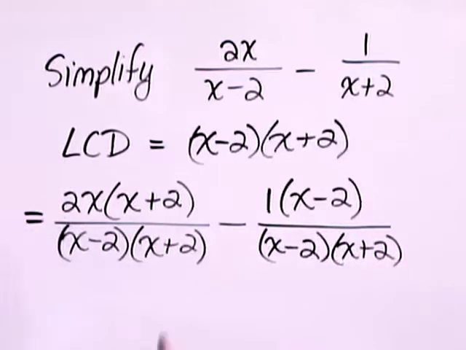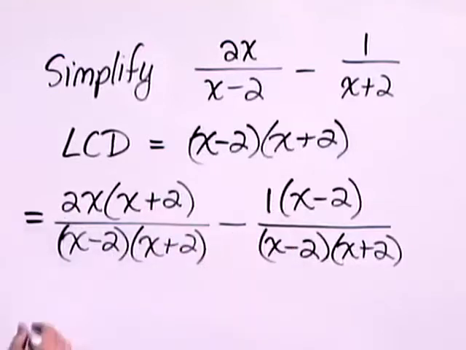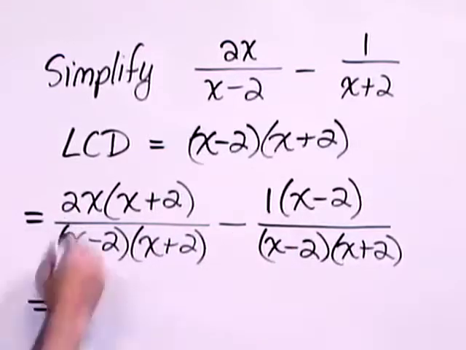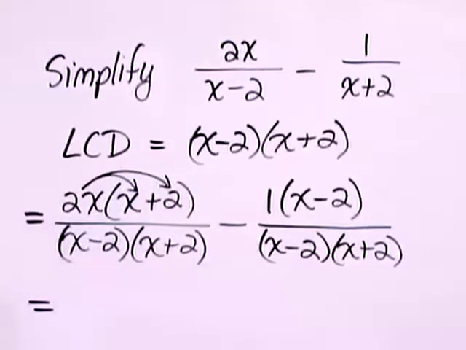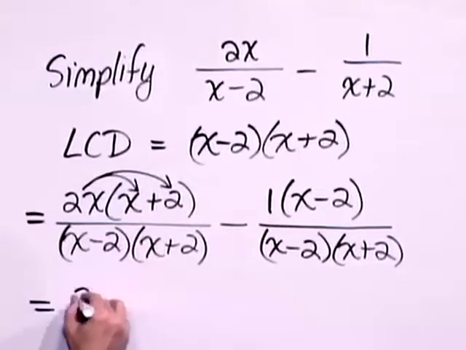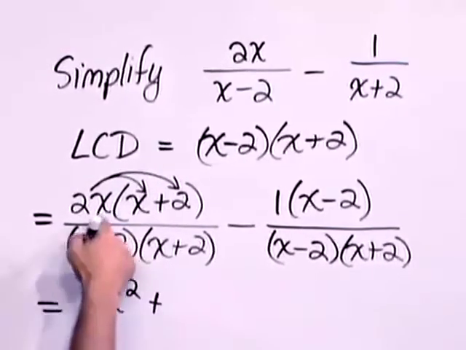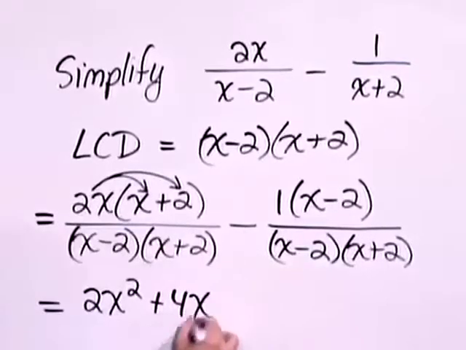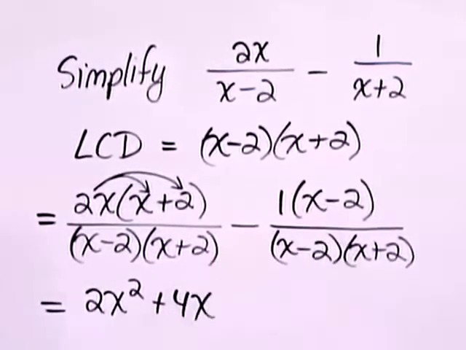Now that they have the same denominators, we can combine the numerators by the method of subtraction. For this first numerator, we must distribute the 2x. 2x times x is 2x squared, plus 2x times 2 is 4x. Now, we are subtracting this other numerator.